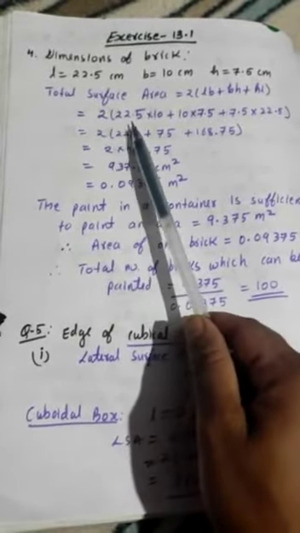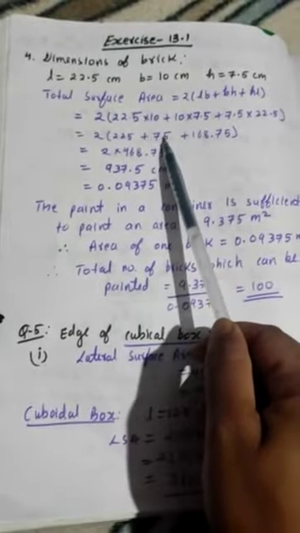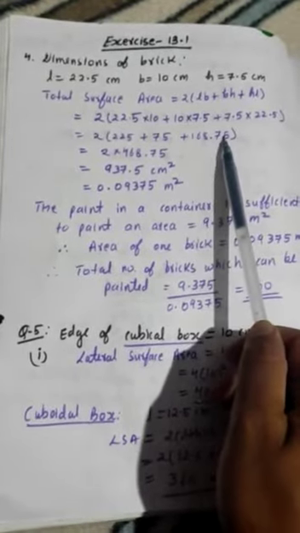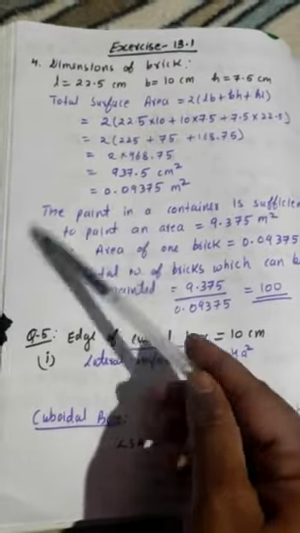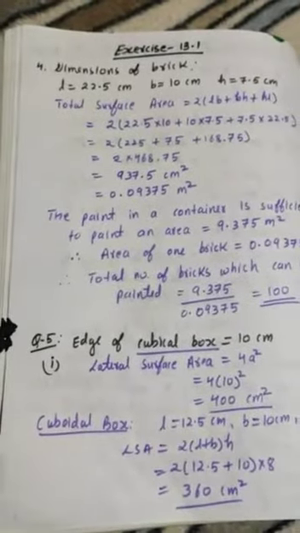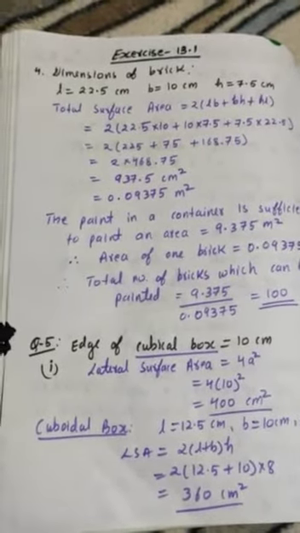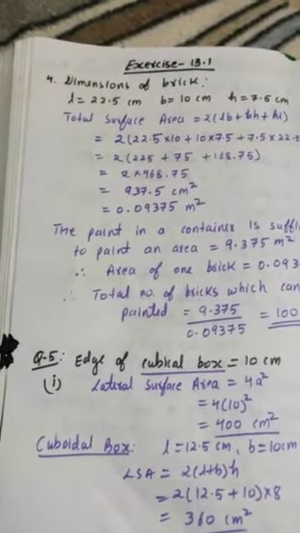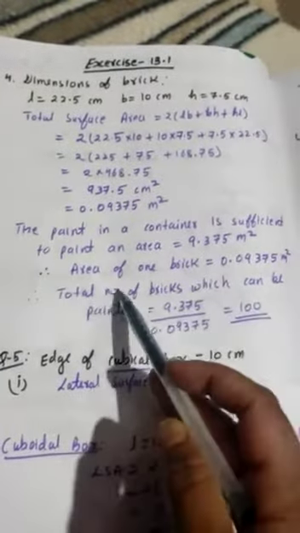So it will be 2 into (22.5 into 10, which will give you 225, plus 10 into 7.5, which is 75, plus 7.5 into 22.5, which is 168.75). After doing all the calculations, we are getting the area as 0.9375 meter square. Now the paint in the container is sufficient to paint an area of 9.375 meter square. Now the area of one brick is this much.